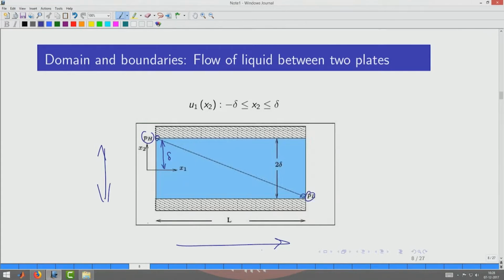Which means that there is nothing happening in this vertical direction. So, there must be a symmetry that is happening. We normally define the domain in terms of the distance variable across the domain in this manner. The variable is x2, which is y, and it is going from minus delta to plus delta. That is our domain, and everything else is of no relevance for us at this moment.